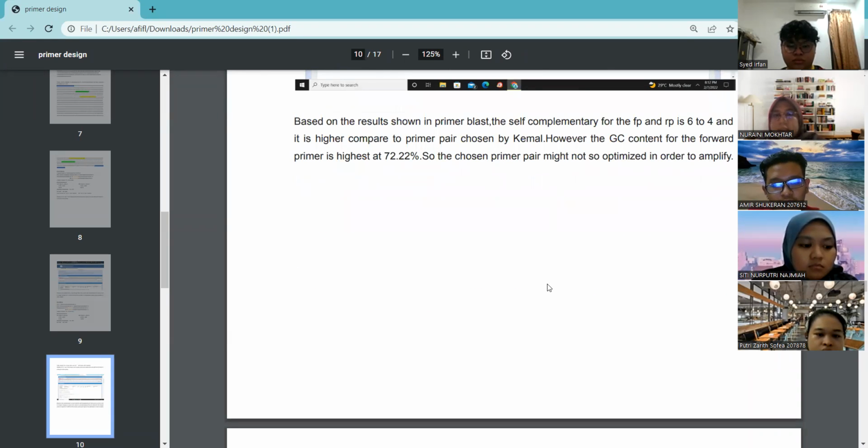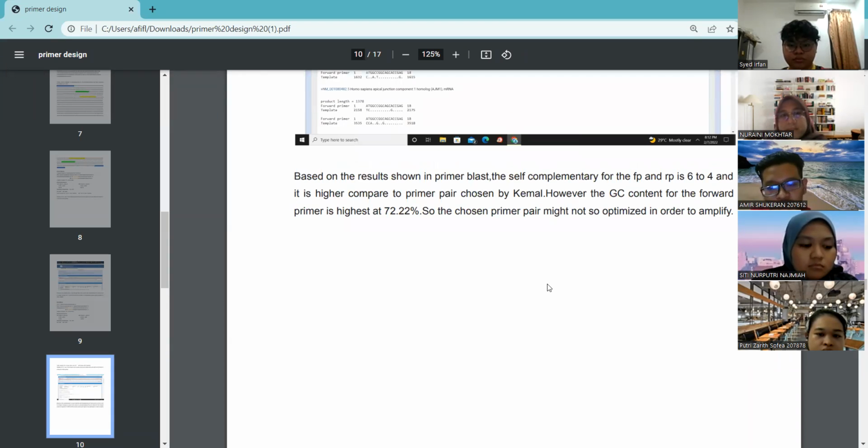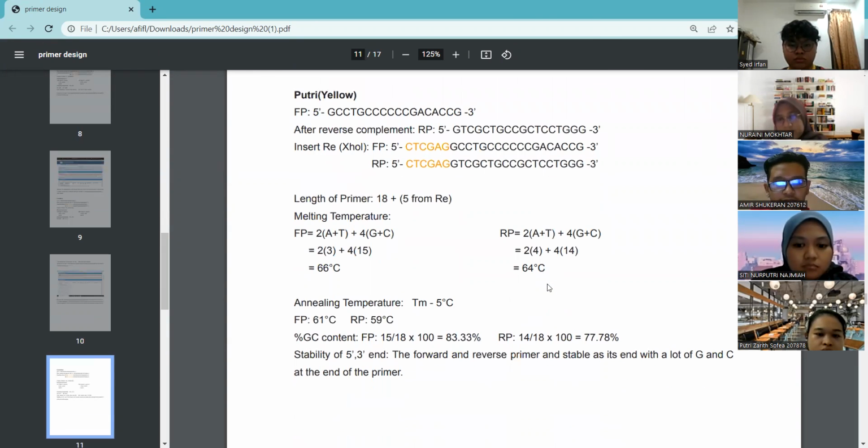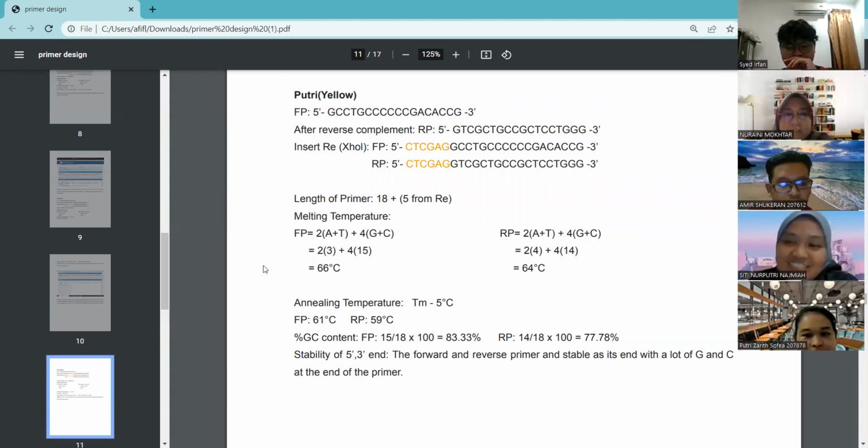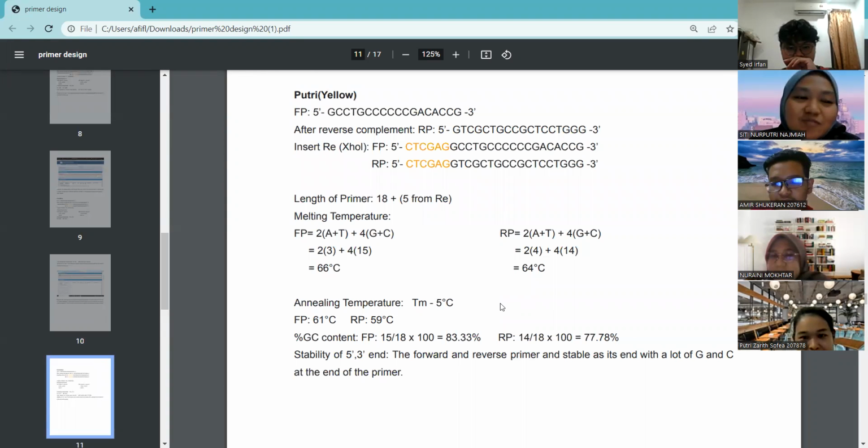But then we decided to see Putri's result for the next presentation. Okay, let's move on to Putri's result. So Putri, you can give your opinion about your result. Okay, thank you, Omi. Based on my result, I also took primers randomly from the gene sequence. For the length of the primer, I take around 18.